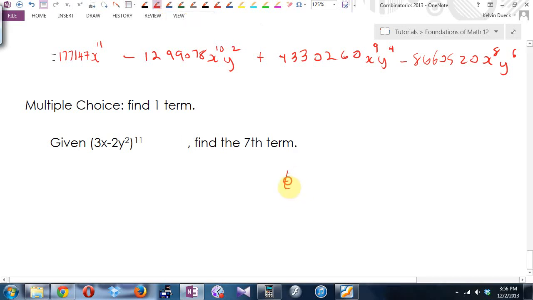T sub k plus 1 equals N choose K, and then A in brackets, and N minus K in the exponent. Thank you. How about B to the N minus K?